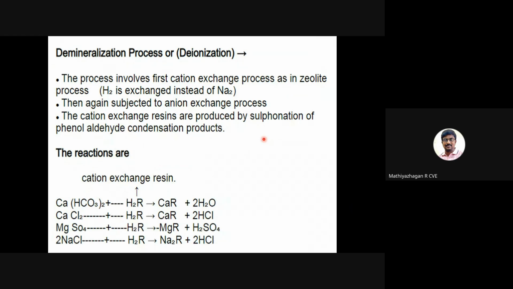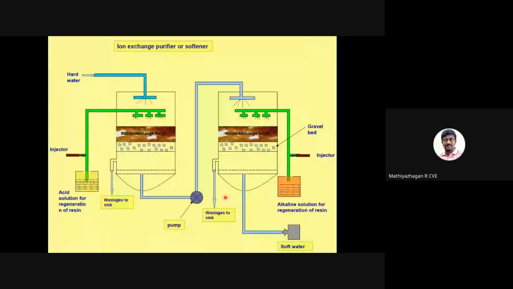First, we introduce the hard water into the cation exchange bed. Here, these are the reactions happening. So here we have the hardness, introduced into the cation exchange resin bed. All the calcium, magnesium, and sodium salts are replaced with hydrogen, and it forms dilute acids. Then this dilute acid is introduced into the anion exchange bed.